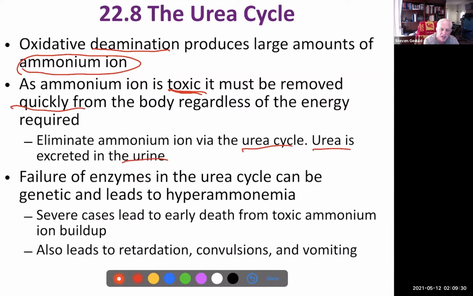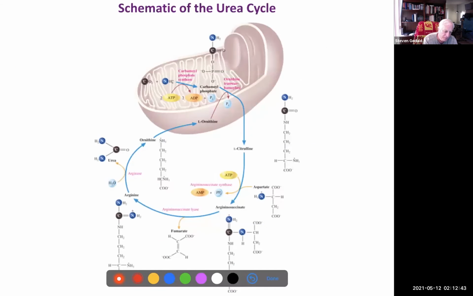Failure of enzymes in the urea cycle can be genetic and lead to what's called hyperammonemia. In other words, the buildup of ammonia in the body, and it leads to early death. Okay. Toxic ammonium ion buildup leads to retardation, convulsions, and vomiting. This is an overview of the urea cycle. These are the ones involved, and we'll go through this step by step. Okay, this is the overview of it.